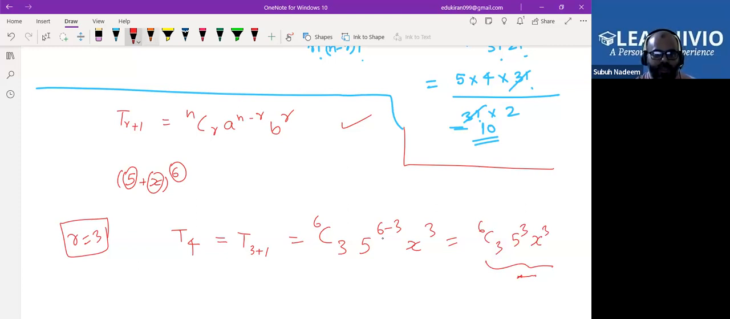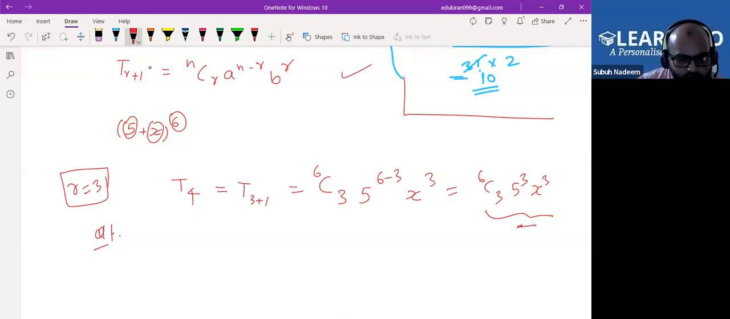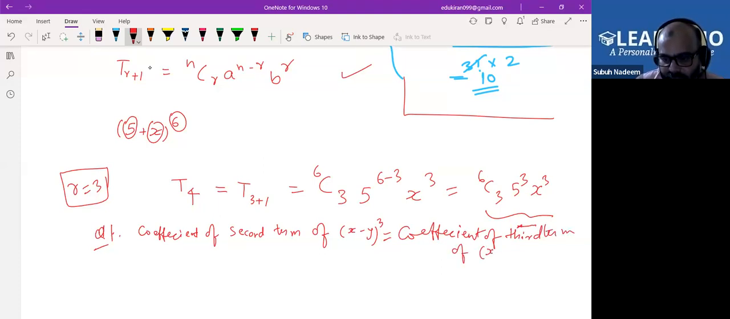Now, similarly, there can be a variety of questions on the general term. Like if I give you a question here: the coefficient of the second term of (x minus y) whole cube is equal to the coefficient of the third term of (x plus y) to the power n. This is given. Find n. So write this down and try this question.